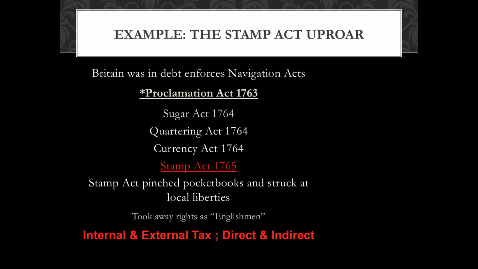And here they now have to start to enforce navigation acts. But I put the Proclamation Act up here with an asterisk because this is not a tax. Remember we talked about this, and see which concept this was. They stopped Americans from moving westward. There's a mountain range known as the Appalachian Mountains. They draw this imaginary line and they call it the Proclamation Act.